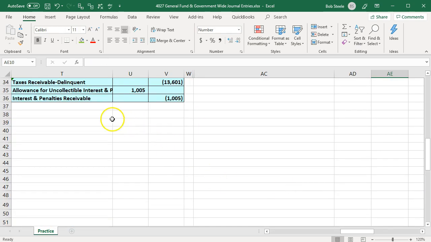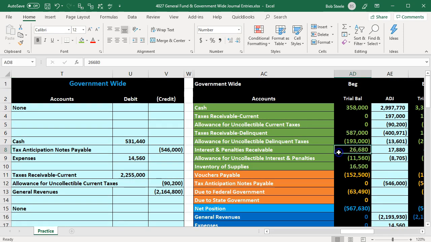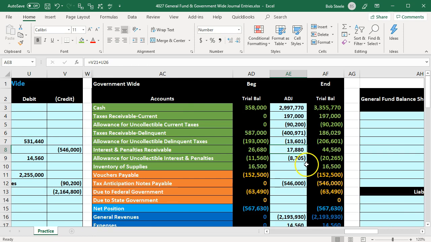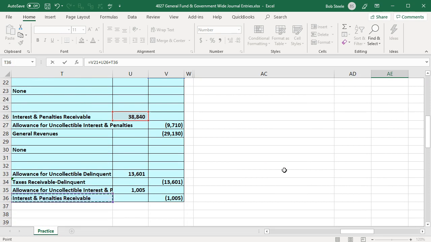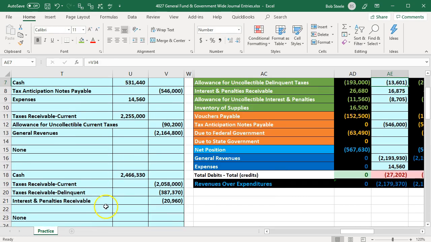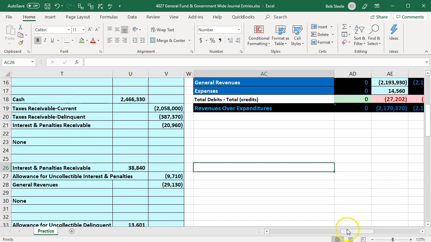And then we want the interest and penalties receivable. So it's going to be right above it. So we'll scroll back up. And that's going to be in cell AE8, double click on that, go to the end of it, plus put the cursor back down, and we'll pick up the interest and penalties receivable there. And you'll note I'm out of balance by 27,202. So let's go ahead and look at that.